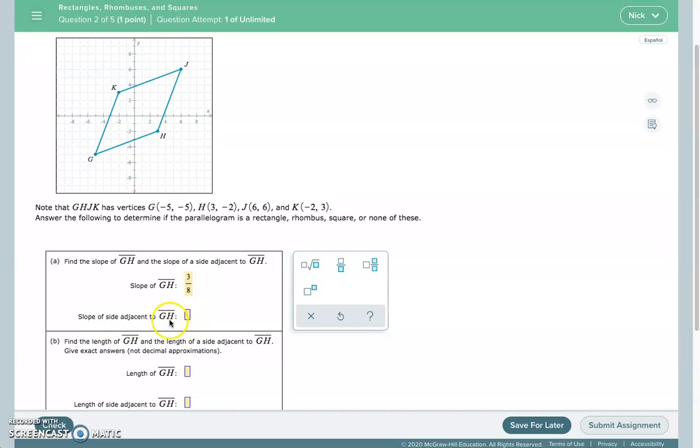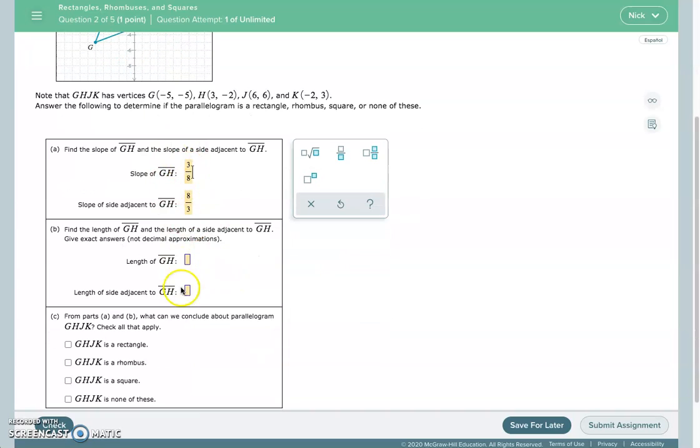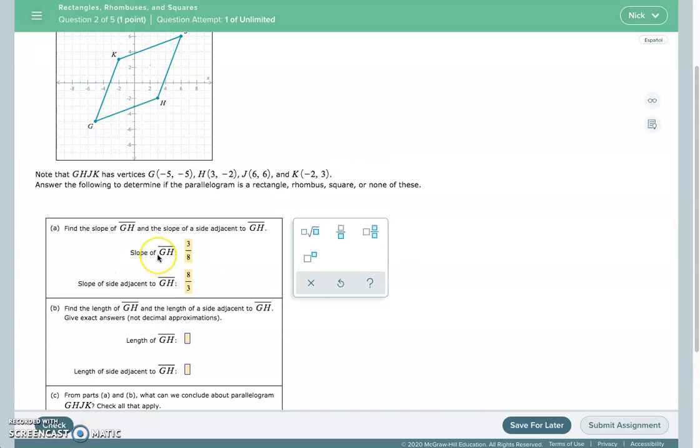And then for a side adjacent to GH, it doesn't actually matter since this is a parallelogram. These are parallel, so they'll have the same slope, and they're congruent, so they will have the same length for when we get to part B. So I'm just going to go ahead and do this one. So I'm going to do KG over here. So to get from G to K, I'm going up 8 and then right 3. So this one's going to be 8 over 3. All right, we're going to leave that for a second and come to the length here, and then we're going to put those together to figure out what's going on.